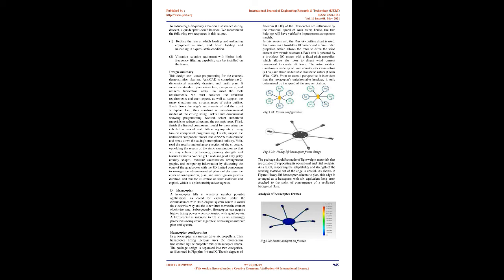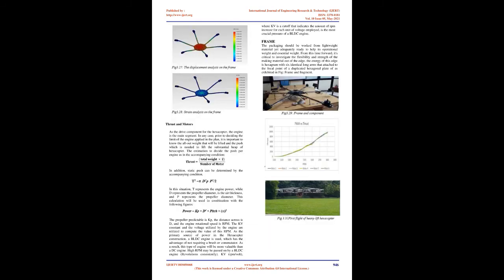As a result, inspecting the adaptability and strength of the creating material out of the edge is crucial. As shown in the figure, heavy lift hexacopter schematic plan, this edge is arranged as a hexagram with 6 equal-long arms attached to the point of convergence of a replicated hexagonal plate. Analysis of hexacopter frames. Thrust and motors. As the drive component for the hexacopter, the engine is the main segment.